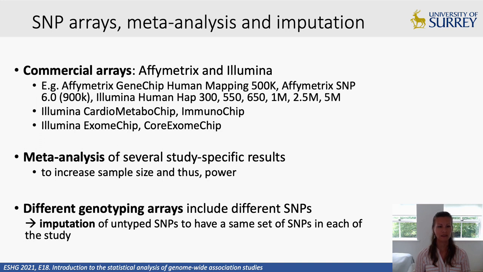In GWAS, studies are usually analyzed in multiple samples and then meta-analyzed to increase power for the study. But now you may wonder that if different studies have used a different array, they have different SNPs in their arrays. So to enable the meta-analysis on the same set of variants, imputation of the untyped SNPs is done. And more on this in lecture 2 of this educational session.